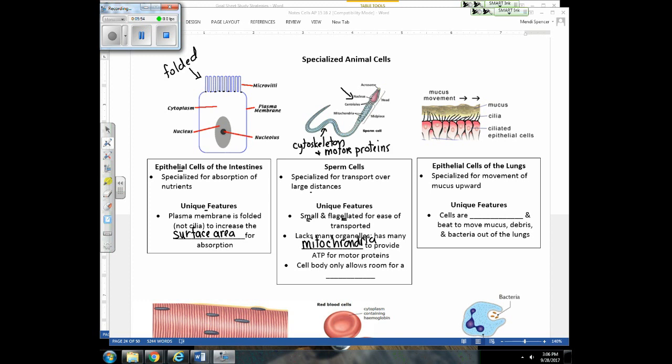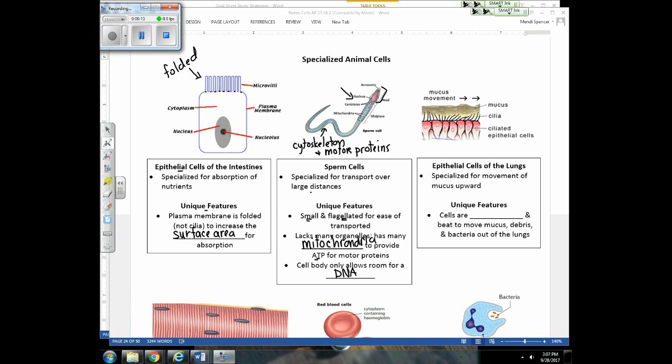And for them to interact together to make the flagella move, it's going to take a lot of ATP. So you can see the benefit of a lot of mitochondria in a sperm cell. And also, if you look at this head part of the sperm cell, you can see that there's only room basically for DNA, half of the chromosomes of the species.